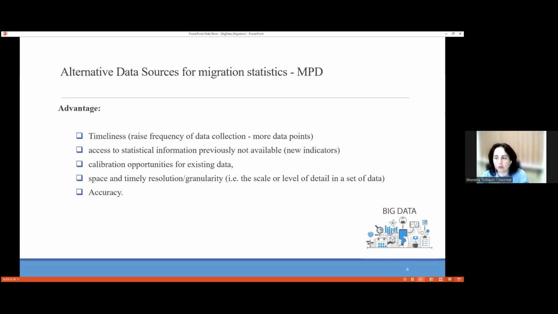The use of mobile phone data can improve several aspects of migration statistics, such as timeliness, access to statistical information previously not available, producing new indicators, calibration opportunities for existing data, space and time resolutions, and of course the accuracy.